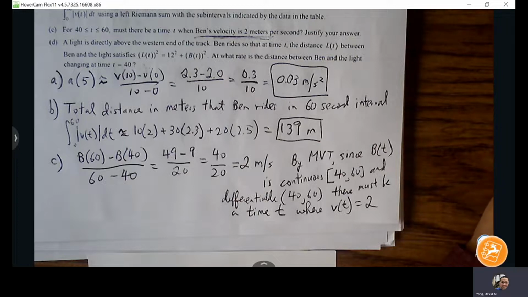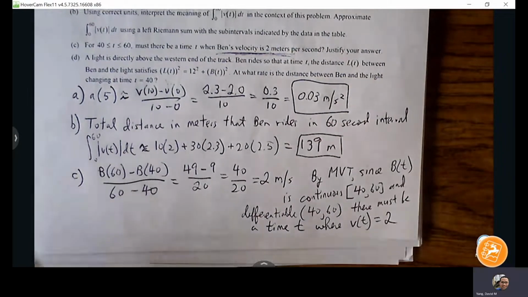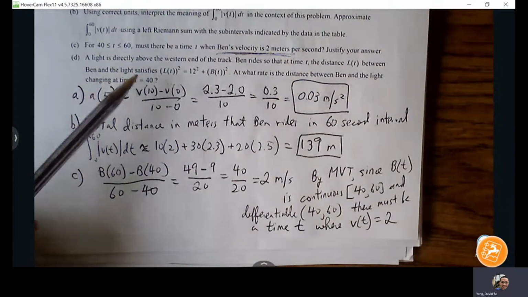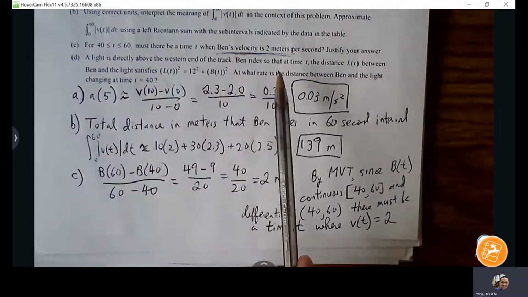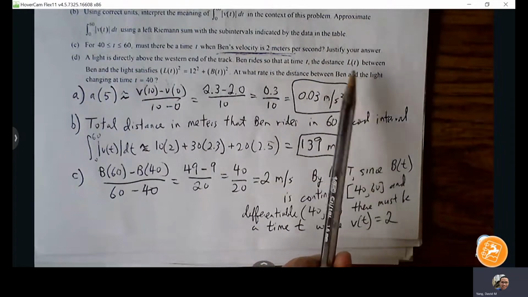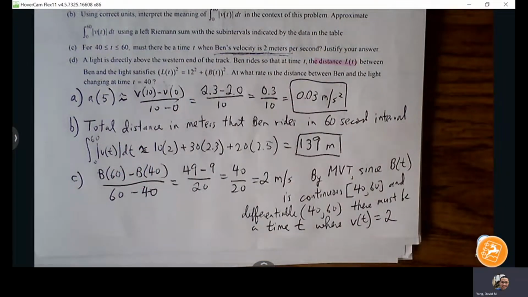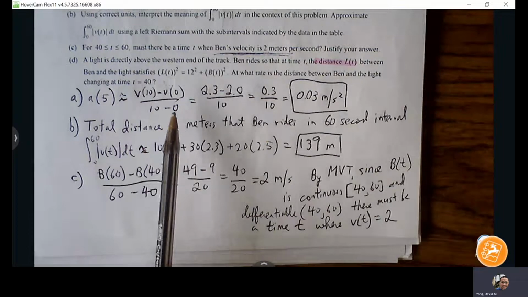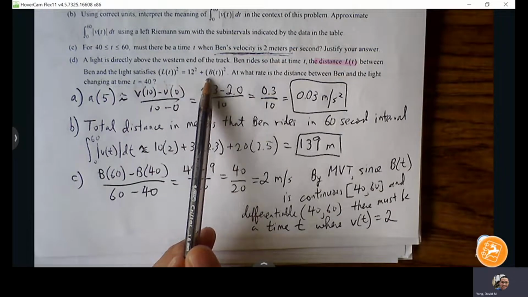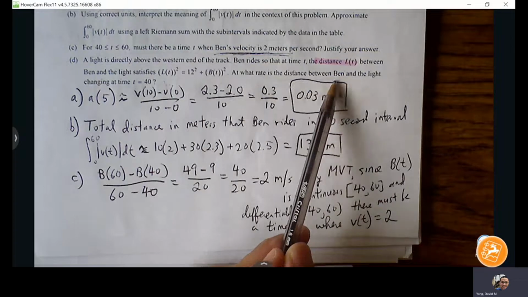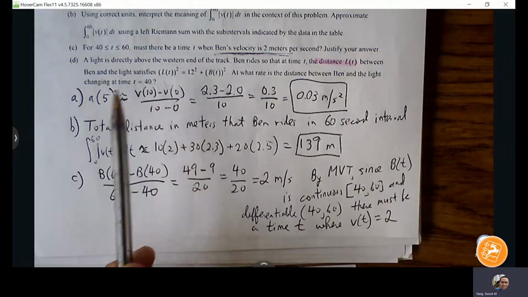Okay, let's look at 6D. It says a light is directly above the western end of the track. Ben rides so that at time t, the distance L of t between Ben and the light satisfies this equation: L of t squared is equal to 12 squared plus B of t squared. At what rate is the distance between Ben and the light changing at time t equals 40?